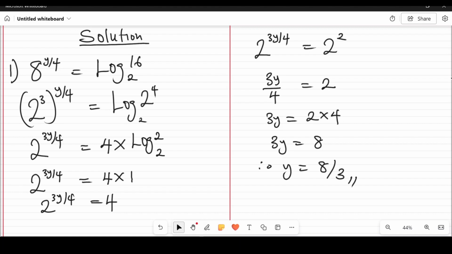That is the answer. So all we did here was, first of all, we expressed 8 and 16 as the power of their base, and we simplified it, and we know that logarithm to its base is equal to 1. So log 2 to base 2 is equal to 1, and we equated the powers, and we were able to find that y is equal to 8 divided by 3. Let's take up number 2 question.